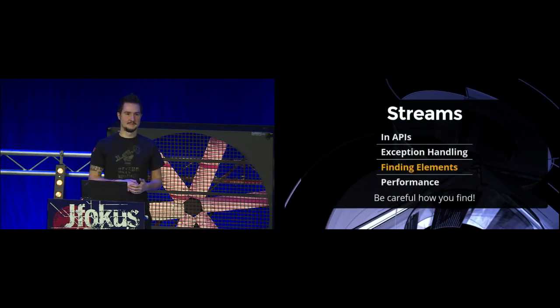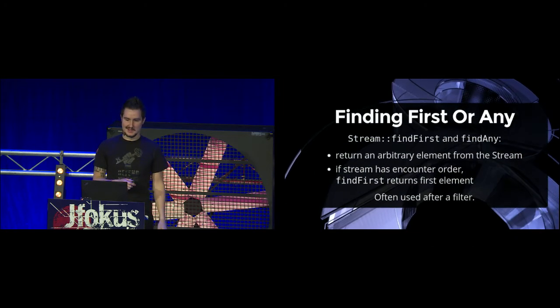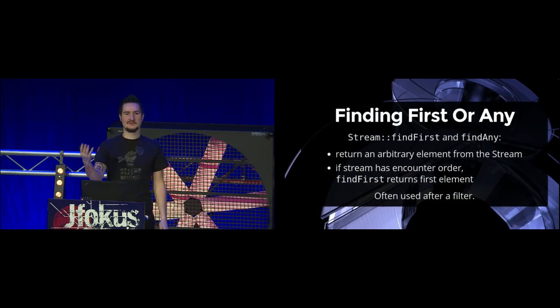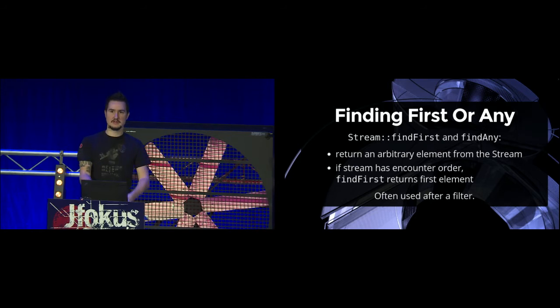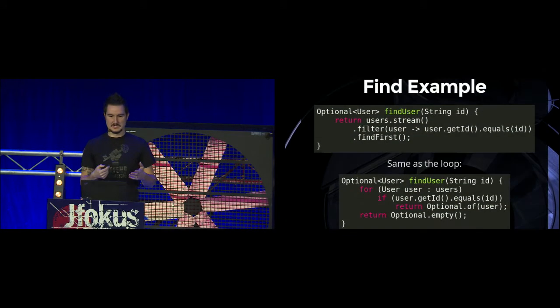Finding elements. This is really simple, actually. But I don't know. I fell into that trap once or twice, and it kind of annoyed me. So everybody knows what find first and find any do, right? You have a stream. Maybe you just filtered it, and you just say find first or find any, and you get some element back. And if the stream has an encounter order, which means it comes from a list, for example, find first actually returns the first element. And you also often use it after you filter, and then you say find first or find any. So this is the typical example.